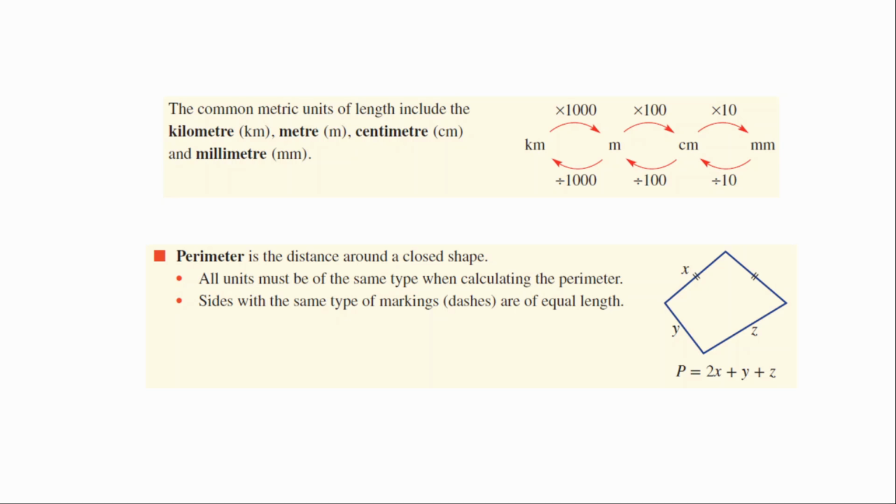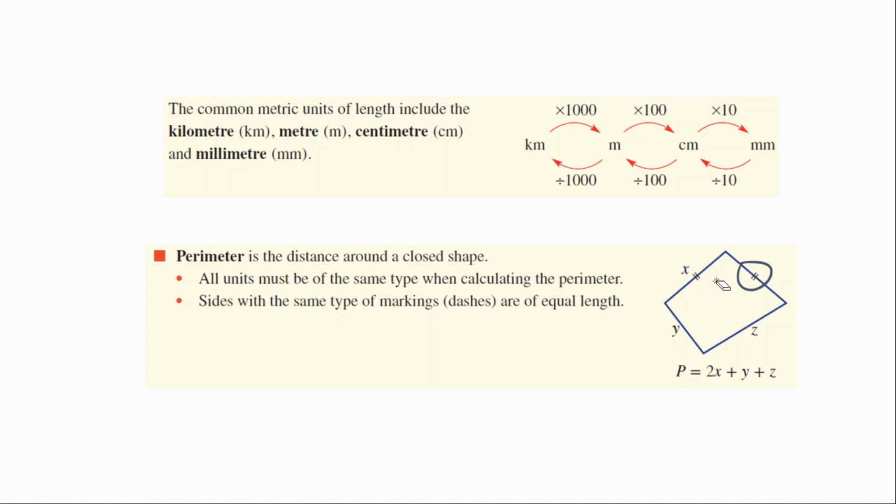Alright, and the definition of perimeter is the distance around a closed shape. All units must be of the same type when calculating perimeter. So if it's in kilometers, make sure everything is in kilometers. If it's in meters, make sure everything is meters, and so on. And sides with the same type of markings or dashes are of equal length. So these two here would have the same length.